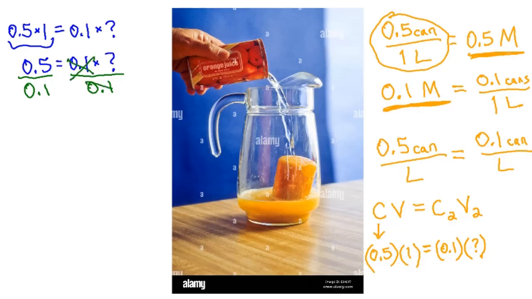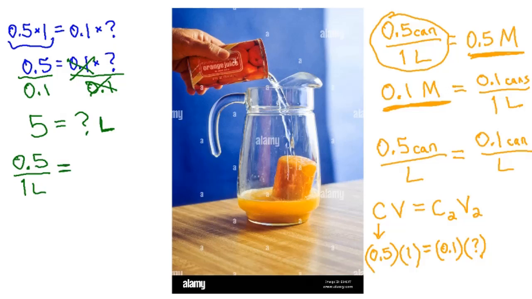These cancel each other out, and 0.5 divided by 0.1 is 5. So that is going to be 5 liters. So that means you're going to have to take your orange juice you made with a 0.5 molarity, that's half a can in 1 liter, and you're going to have to make that 1 liter.